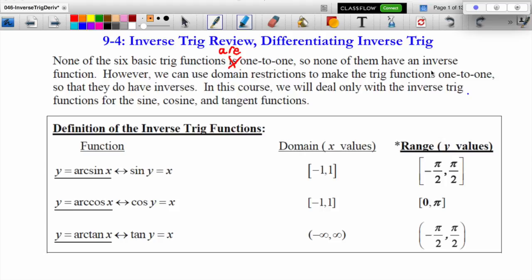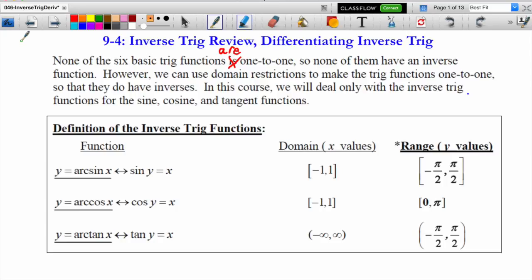This is all covered in 7.3. You might want to go review that if you have a chance. 7.3 tends to be one of the weirder spots in calculus, whatever. None of the 6 basic trig functions are one-to-one, so none of them have an inverse function. However, if we restrict the domain, the trig functions will become one-to-one, so they have inverses.